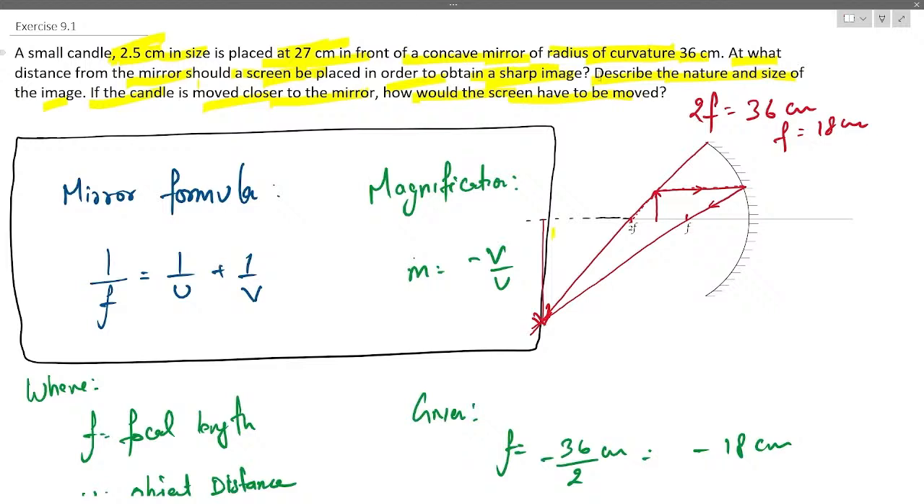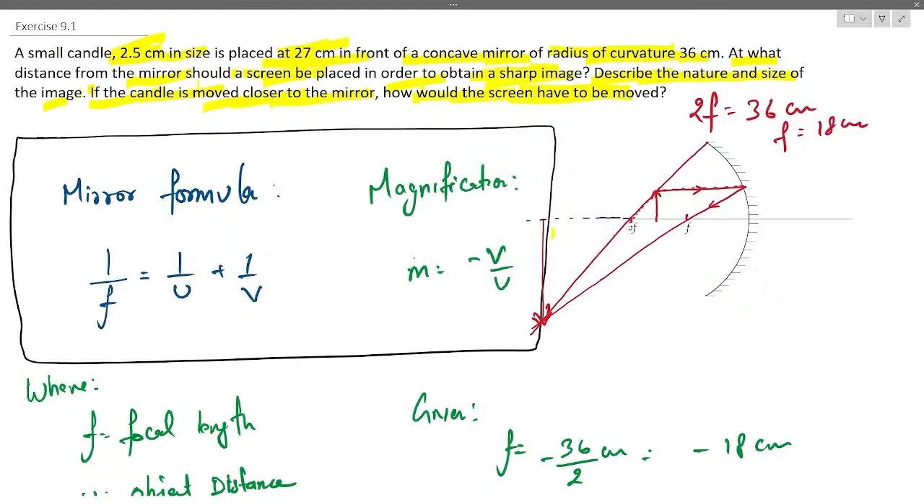And the second question is saying to describe the nature and size of the image. And the third question is, if the candle is moved closer to the mirror, how would the screen have to be moved? So the third question is saying that if we move this candle towards the mirror, then how would the position of this image change?